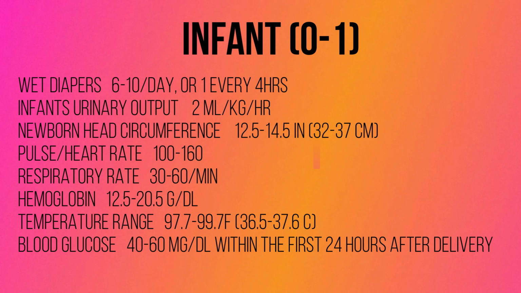And a newborn head circumference, normal, is between 12.5 to 14.5 inches. The heart rate would be elevated, so it would be 100 to 160, which is normal. The respiratory rate, as you see kids, they breathe much faster, 30 to 60 breaths per minute. And the hemoglobin would be 12.5 to 20.5. The temperature would be the same, 97.7 to 99.7. And the blood sugar would be 40 to 60 within the first 24 hours after delivery.